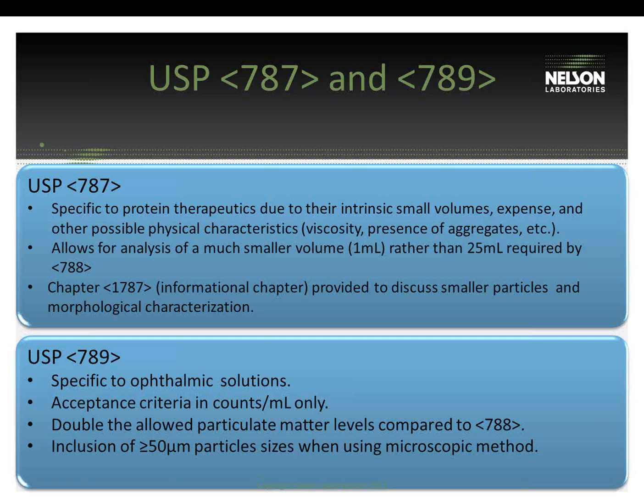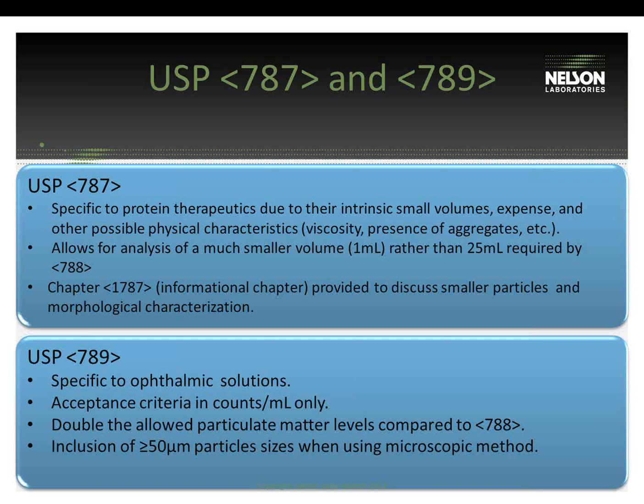USP 789 is specific to ophthalmic solutions. The acceptance criteria is only provided in counts per mL for some reason, which I've not yet completely figured out, but it is only in a counts per mL unit. This can cause problems when a very small volume is provided, because instead of counts per container, we only have counts per mL we can rely on.